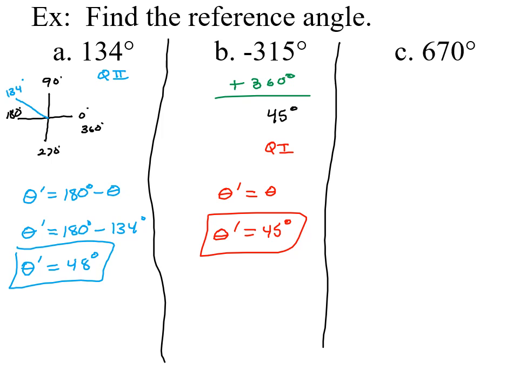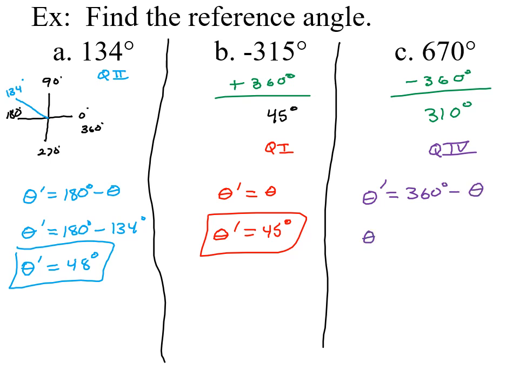The 670, though, is too big. So we're going to have to subtract 360 to make it be something between 0 and 360. So that'll give you 310 degrees. 310 degrees is between 270 and 360. This is actually quadrant 4. In that instance, my theta prime is 360 minus the angle. So I would do 360 minus 310 to get a reference angle of 50 degrees.